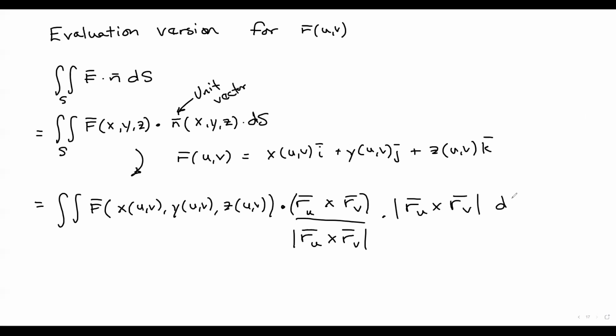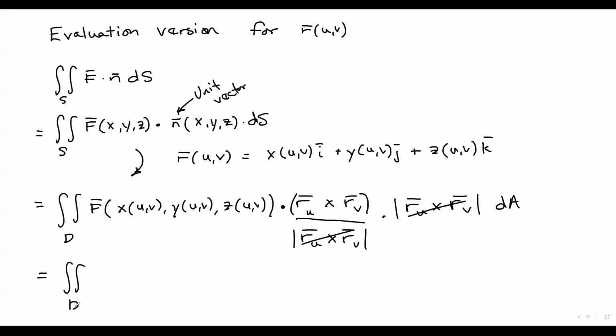And now, in doing this, and it's buried inside of here, we've changed everything over to u's and v's. And so now we can change over from S to D, where D is the domain of u and v that defines the surface. And if you're looking at this and wondering, wait, don't those cancel? Yes, they do cancel. That's exactly the idea.